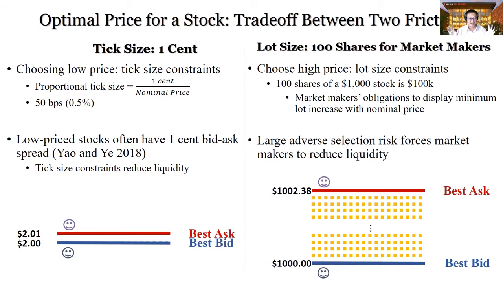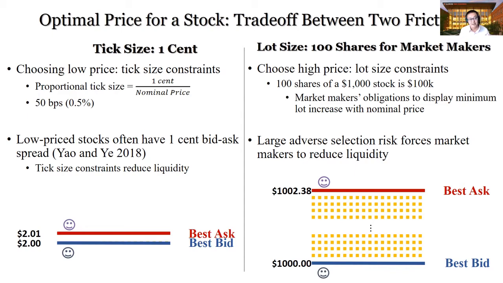Think about most economics models we learn. There are two important but implicit assumptions: both price and quantity are continuous. But in reality, both of them are discrete. For price, we have a discrete tick size. So if you choose a very low price for your firm, you will face something called the tick size constraint.